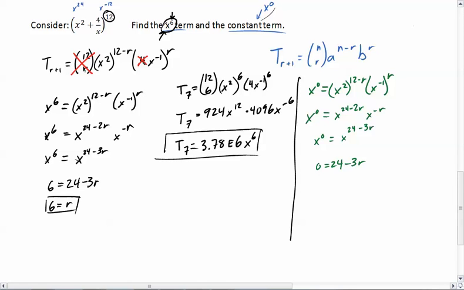So then we go 0 equals 24 minus 3r. Then we solve, we add the 3r or subtract the 24, it doesn't matter, and you get r equals 8. So now we've got r equals 8. We go ahead and plug it back into the original. So T, remember this is r plus 1, so T9. So the 9th term equals 12 choose 8, x squared to the 12 minus 8, which is 4, and then 4x to the negative 1 to the 8th power.